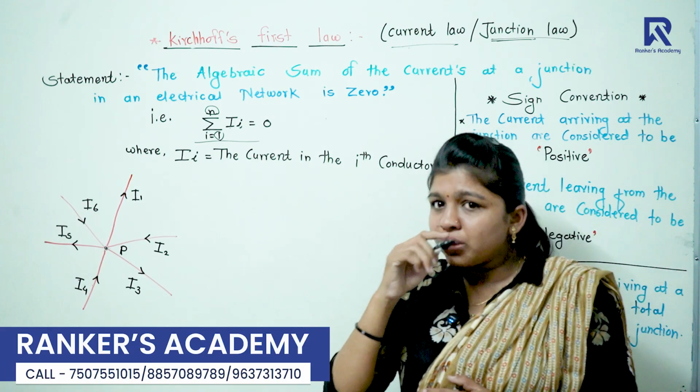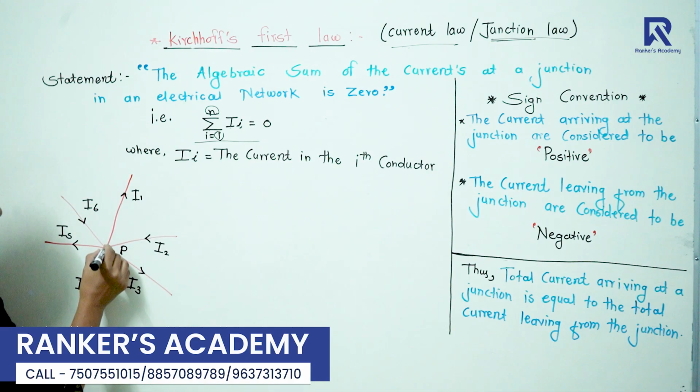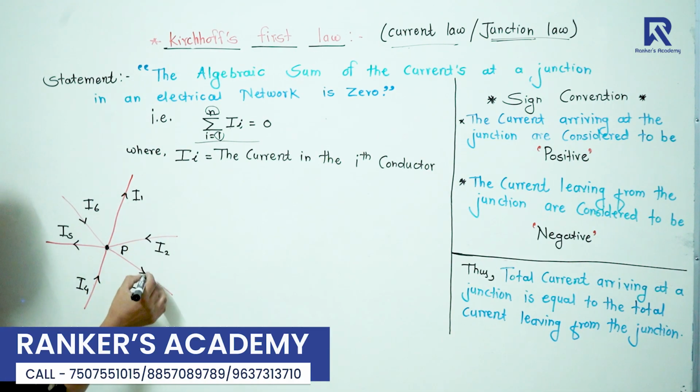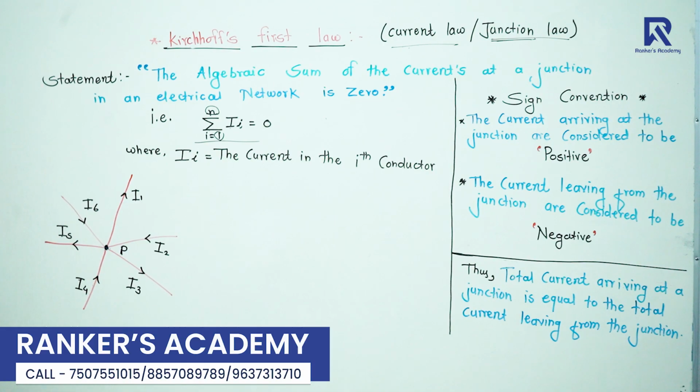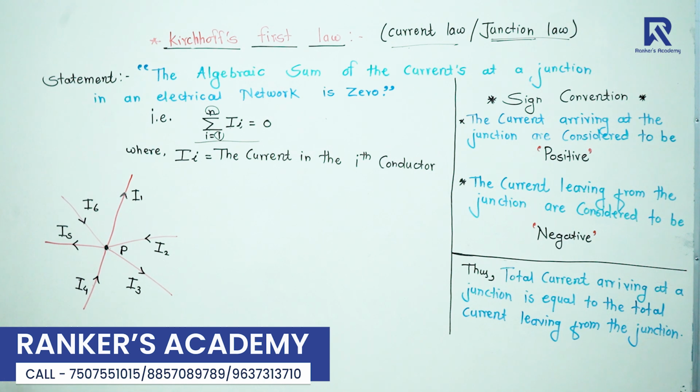Now see, to prove this, consider this figure. P is the point which we can call a junction point. At the point P, different currents have been drawn. Now suppose the first current is I1. You can see the arrows. Arrow shows the direction of current.